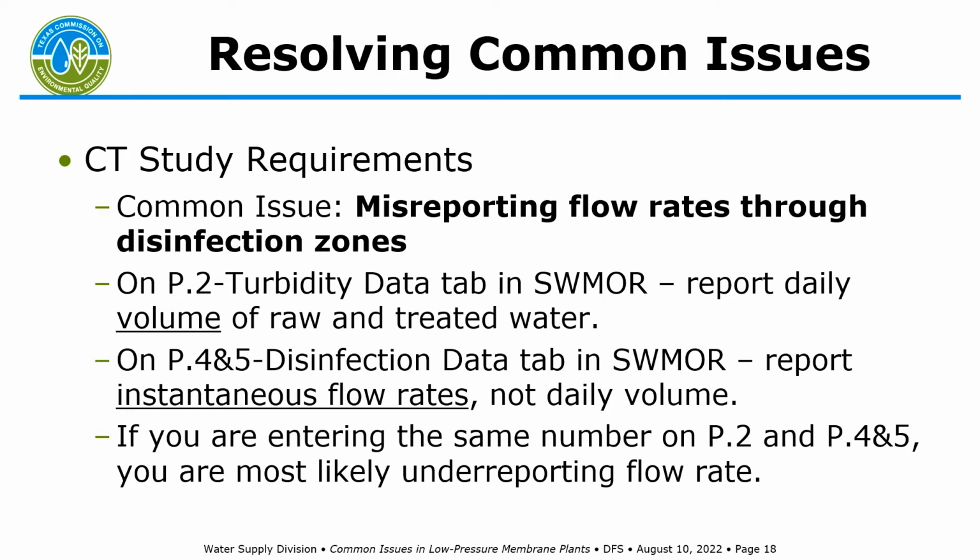Another CT study thing is misreporting flow rates through disinfection zones. If you're familiar with the SWMR, you know that on page 2, you report your daily volume of raw and treated water. Raw water pumpage, treated water pumpage goes there. On pages 4 and 5 in the disinfection process table, you're supposed to report instantaneous flow rates, not a daily volume. So if you're entering the same number on page 2 that you are entering on page 4 or 5, you're probably underreporting the flow rate.